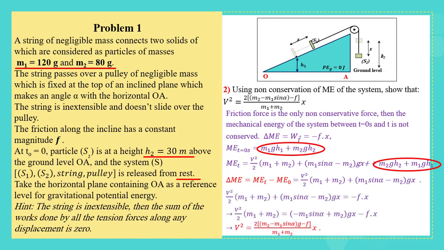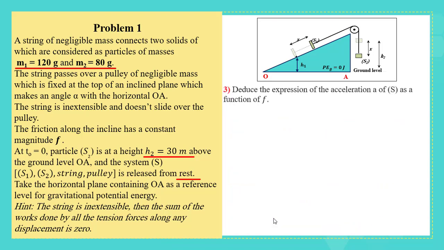This is found on one side, and on the other side it is equal to minus fx, which is the work done by friction. We get the answer: v squared equals 2 times (m2 minus m1 sine alpha) g minus f, x is common, over m1 plus m2. Deduce the expression of the acceleration a of S as a function of f.